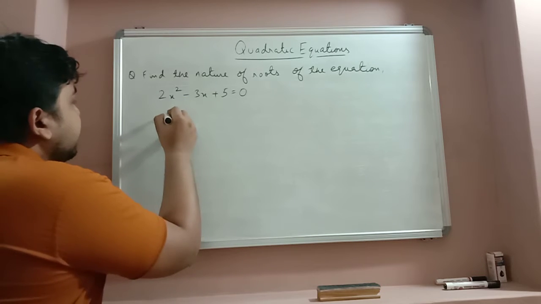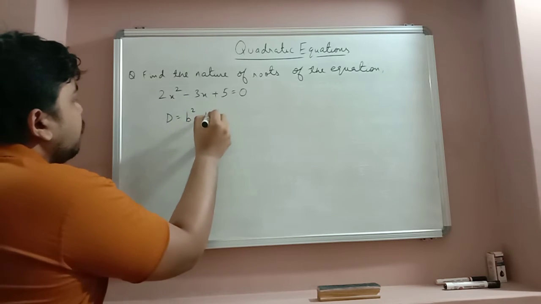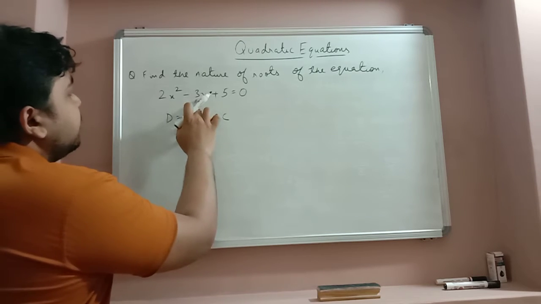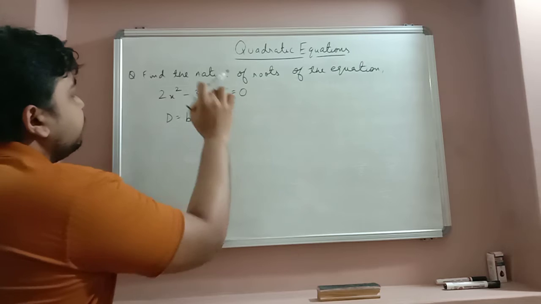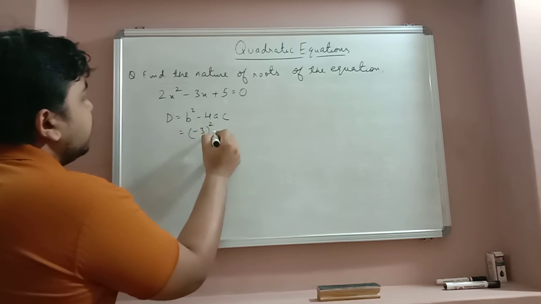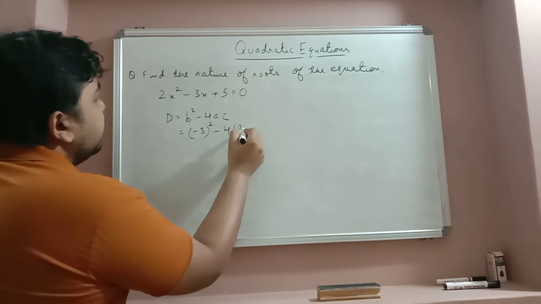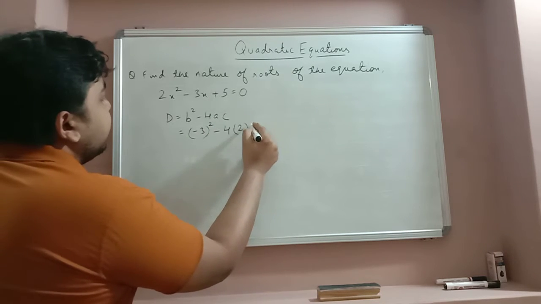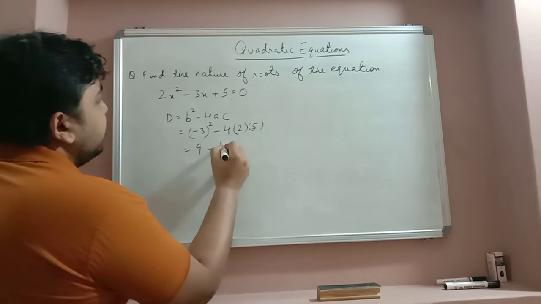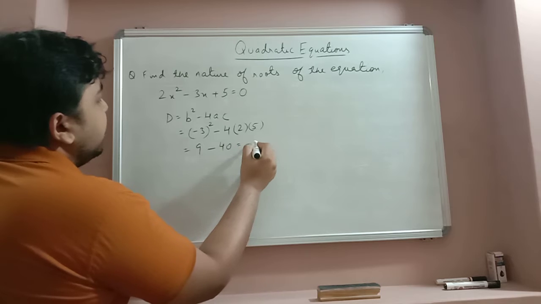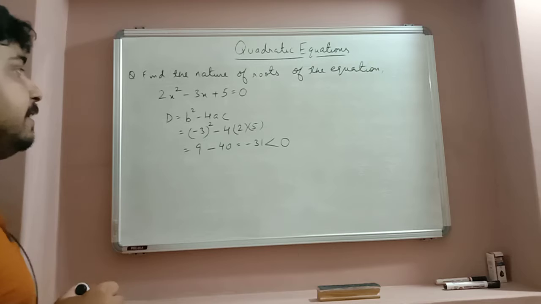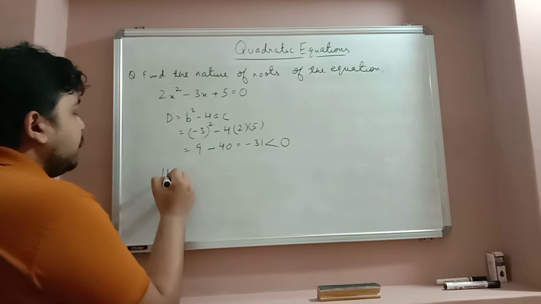So the value of d is b square minus 4ac. Here I have a equal to 2, b equal to minus 3 and c equal to 5. So I'll put the values. b is minus 3 whole square, minus 4 times 2, that is a, into c, which is 5. So this comes out to be 9 minus 4 times 2 is 8, 8 times 5 is 40, which equals minus 31. Now minus 31 is less than 0, so definitely this equation has no real roots.